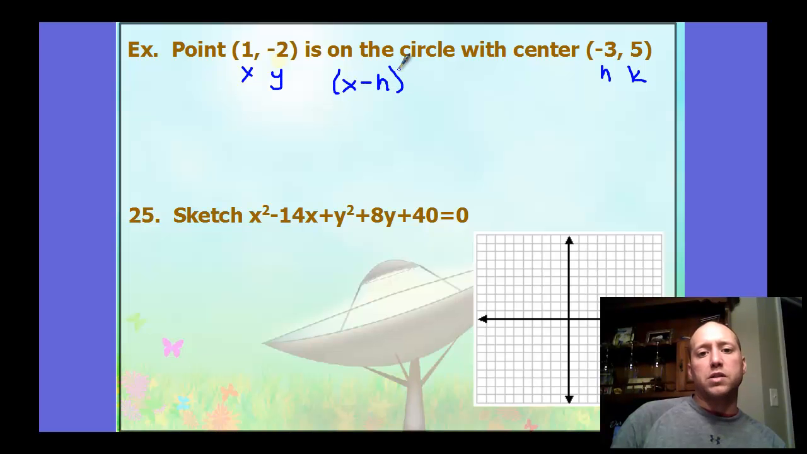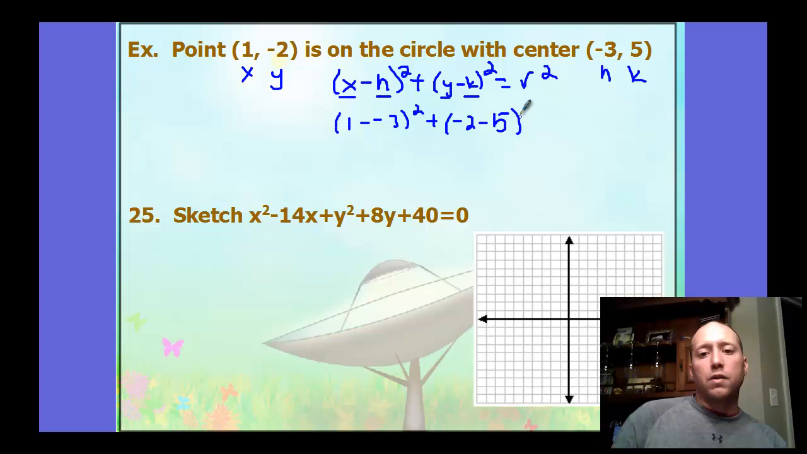Standard form is (x minus h) squared plus (y minus k) squared equals r squared. So we know our h value is -3, so I can plug in h, I can plug in k, but I don't know r. So what I can do is plug in an x and y to then solve for r. If I do that, our x is 1 minus a -3, squared, plus our y is -2 minus our k value, which is 5, squared, equals r squared. So you're getting 4 squared or 16 plus -7 squared, which is 49.